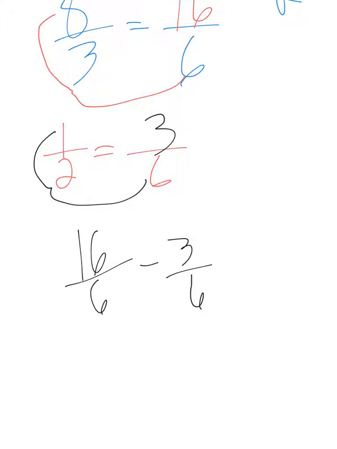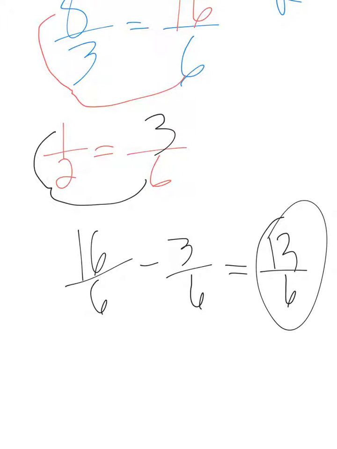Okay? And if you have the same denominators, the same bottom number on the fraction, you only look at the top number. The bottom number will just stay the same. So it's going to equal something over 6. Okay? So what's 16 minus 3? That's 13. Okay, so the answer is 13 over 6. It's not going to be just 13. It's not like the 6's on the bottom are going to go away.